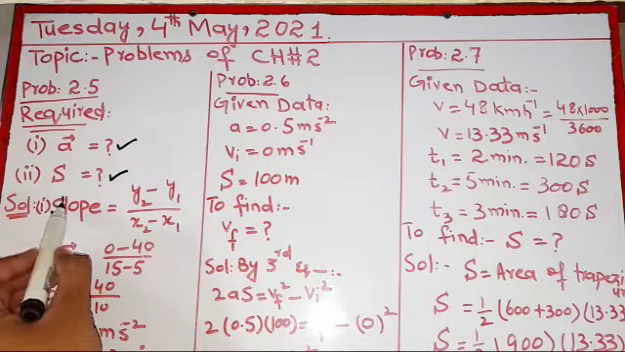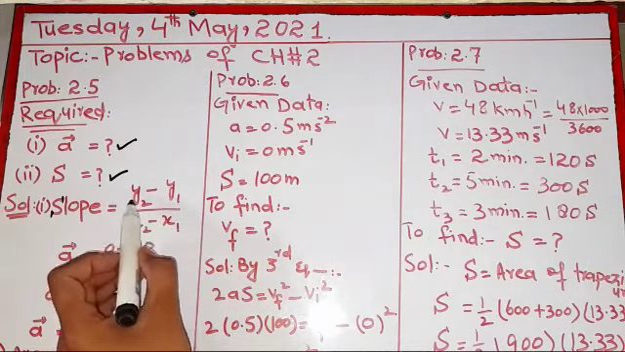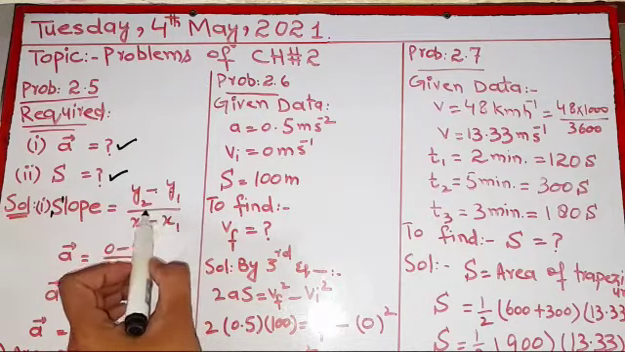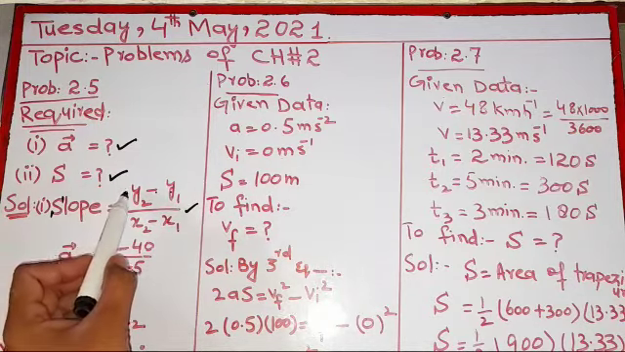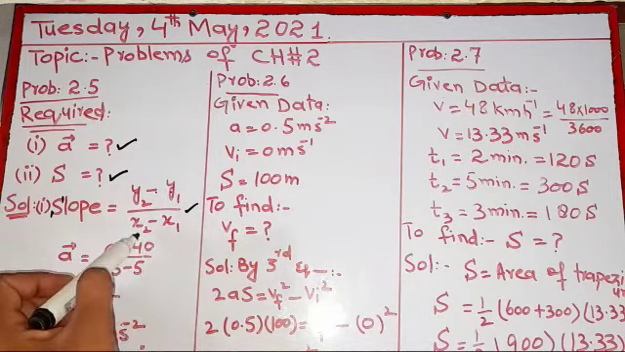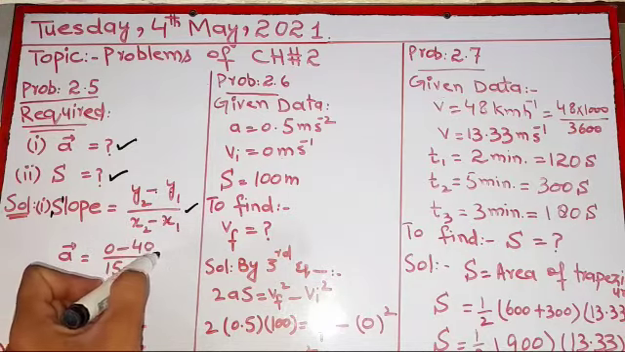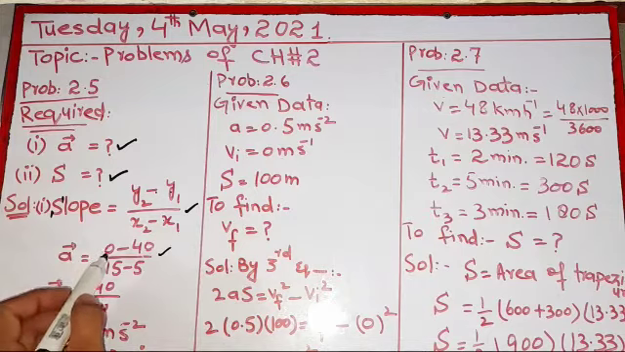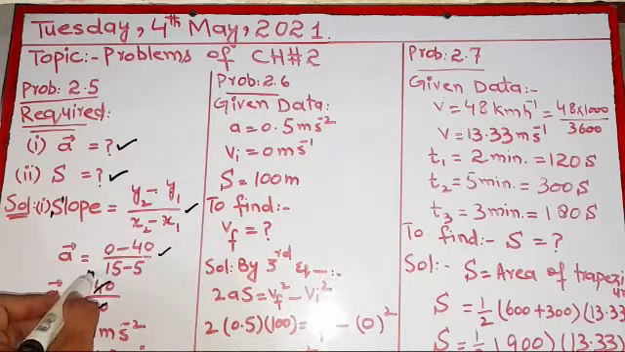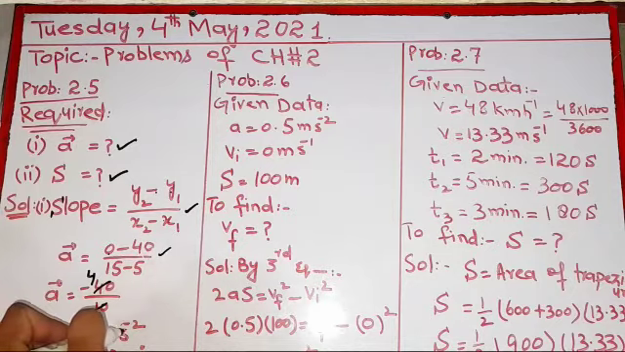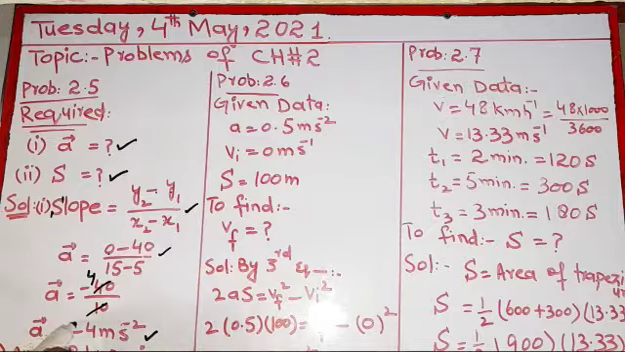As we know, the slope is given as y2 minus y1 over x2 minus x1. By putting the values, y2 is 0, y1 is 40, x2 is 15 and x1 is 5. 0 minus 40 is minus 40 and 15 minus 5 is 10. By dividing this, the acceleration will be minus 4 meter per second square. And as it is negative, it is called deceleration or retardation.